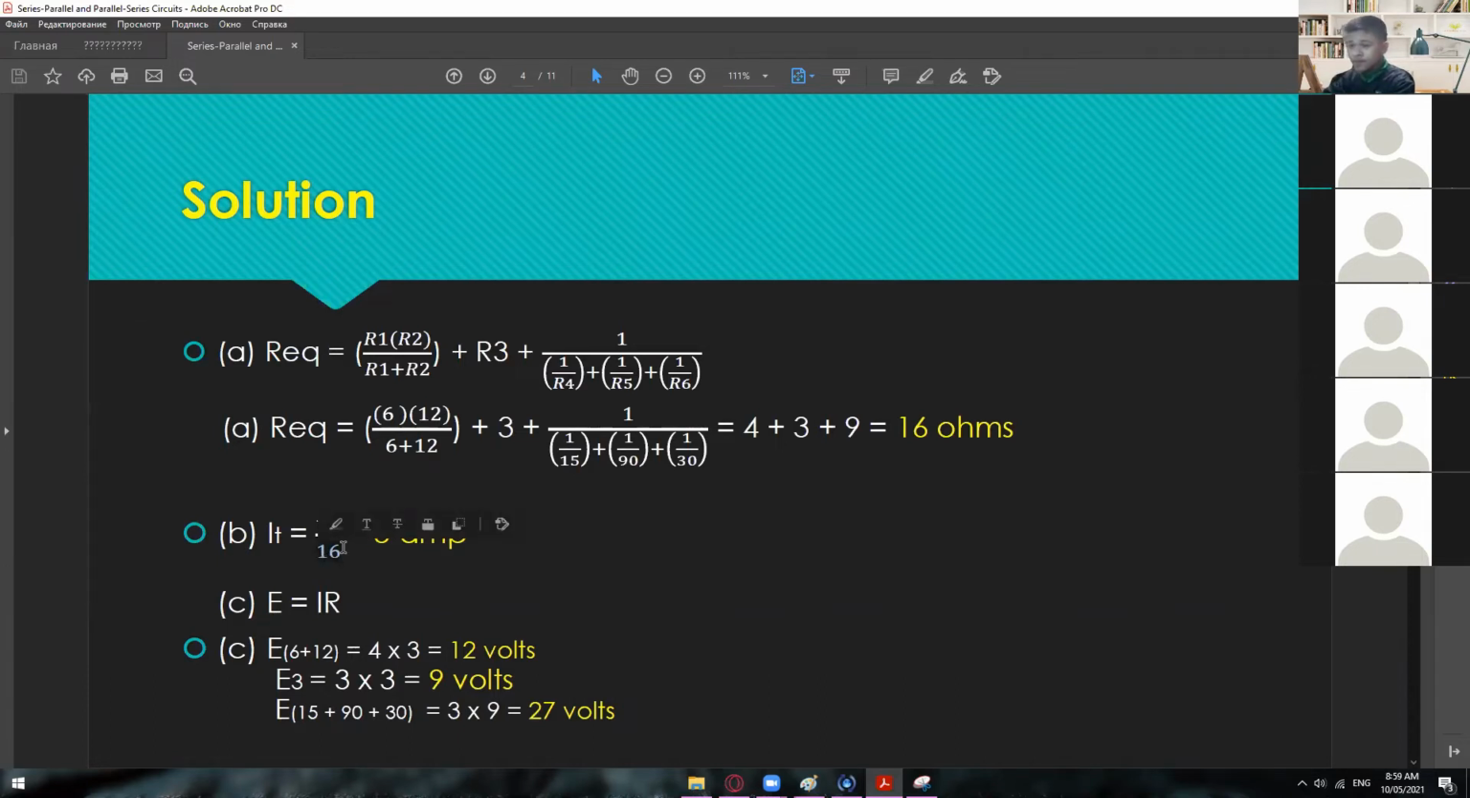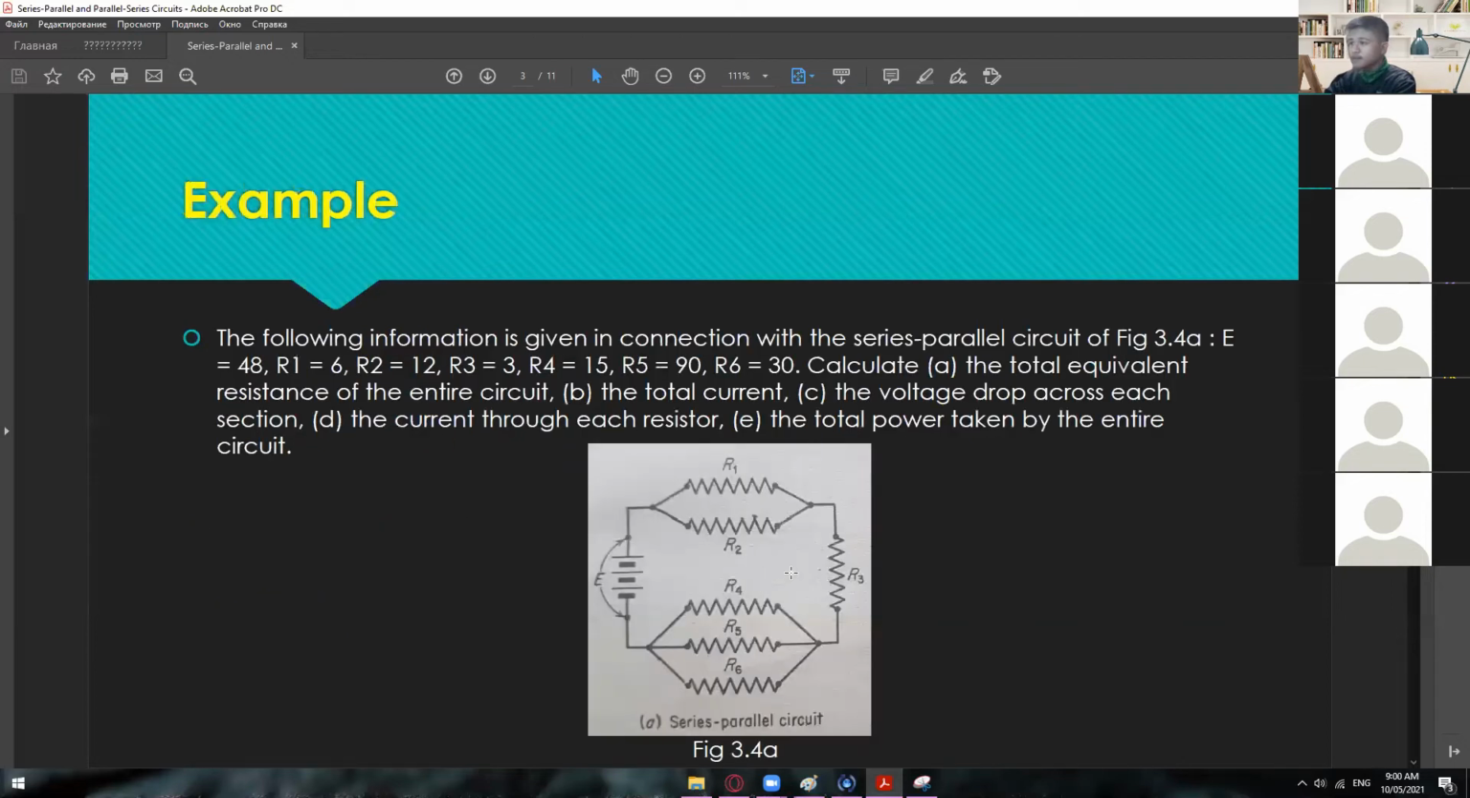So, kapag mali na mismo yung sagot nyo sa R equivalent, so mali na rin of course yung total current nyo kasi madadamay na rin to. So, make sure na tama yung computation nyo sa total resistance bago nyo isolve yung total current. So, 48 divided by 16 is equal to 3 amps. Okay? So, ganun lang naman kadali sa total current as long as meron na kayo ng total voltage and then total resistance. Okay? And then for the letter C, the voltage drop across each section.